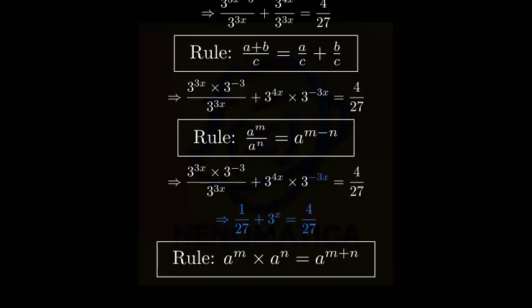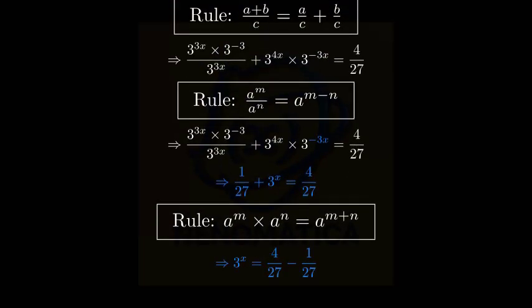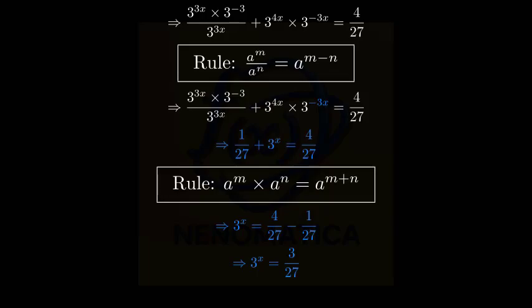Let's solve for 3 to the power of x. First, we'll move 1/27 to the right side of the equation. Now, we can combine the fractions on the right side. 4/27 minus 1/27 gives 3/27.